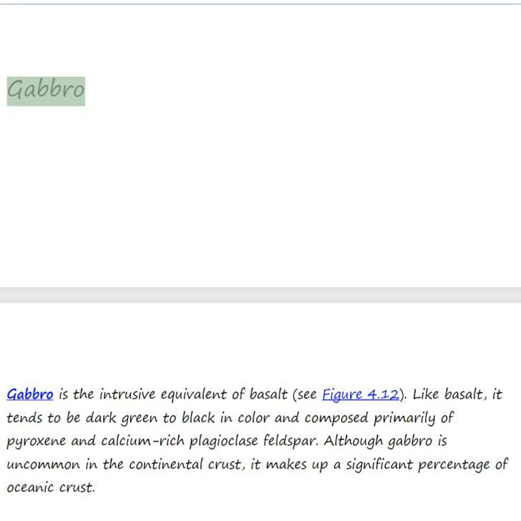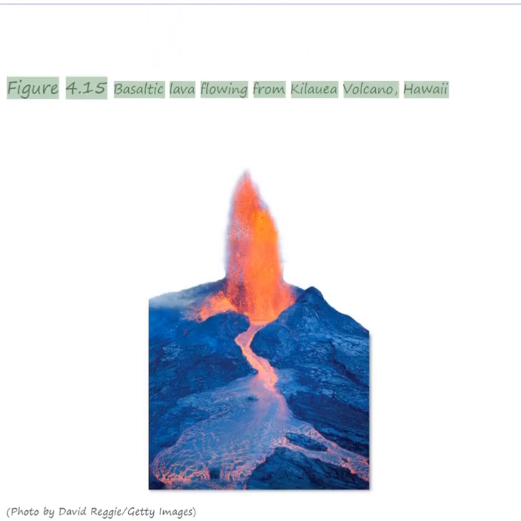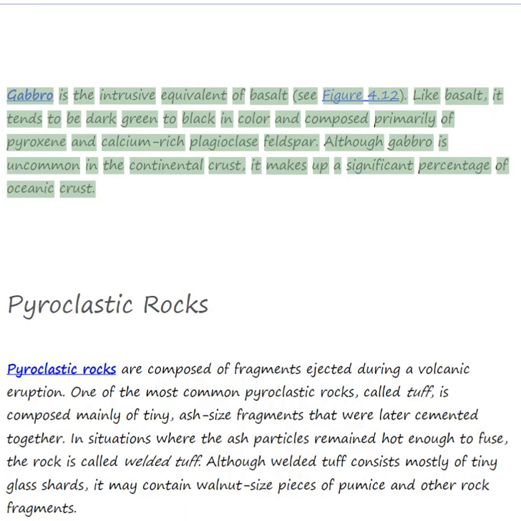Gabbro. Figure 4.15, basaltic lava flowing from Kilauea Volcano, Hawaii. Gabbro is the intrusive equivalent of basalt. Like basalt, it tends to be dark green to black in color and composed primarily of pyroxene and calcium-rich plagioclase feldspar. Although gabbro is uncommon in the continental crust, it makes up a significant percentage of oceanic crust.